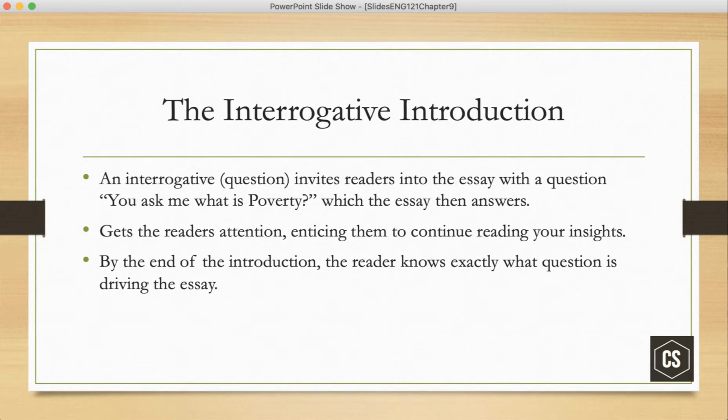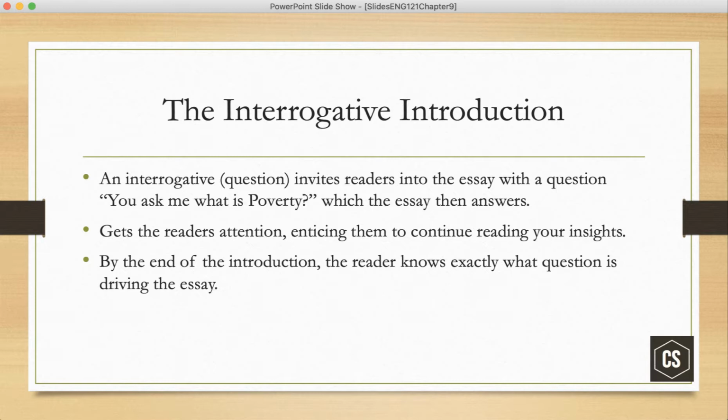An interrogative introduction is a question. It invites the readers into the essay with a question, and several of you have already started doing that, either intuitively or that's the way you're taught. It works because you're asking the reader a question and immediately engaging them.